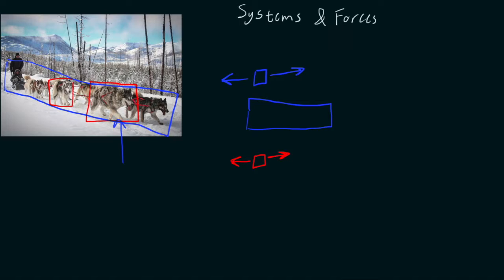Now, the overall forces moving the dog forward, the relative position of that dog sled, is going to be irrelevant when I'm looking at the dog as the system. If I'm looking at the whole team as a system, then I'm going to look at the forces affecting the entire team. And now each individual dog is going to be irrelevant.